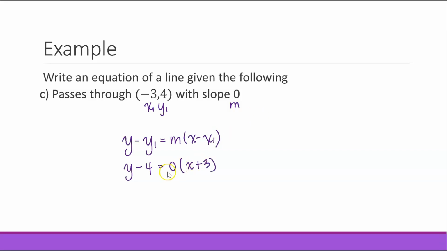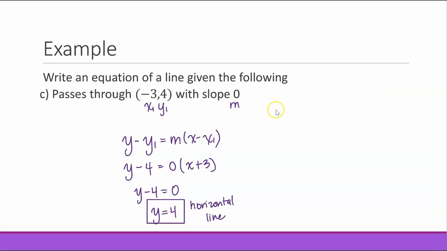So notice on the right-hand side, 0 times this quantity is just going to give me 0. So I have y minus 4 equals 0, or y equals 4. So here my equation of the line is y equals 4. And that's because this is a horizontal line, which we could have established when we saw that this line had a slope of 0. If a line has a slope of 0, it's perfectly horizontal.